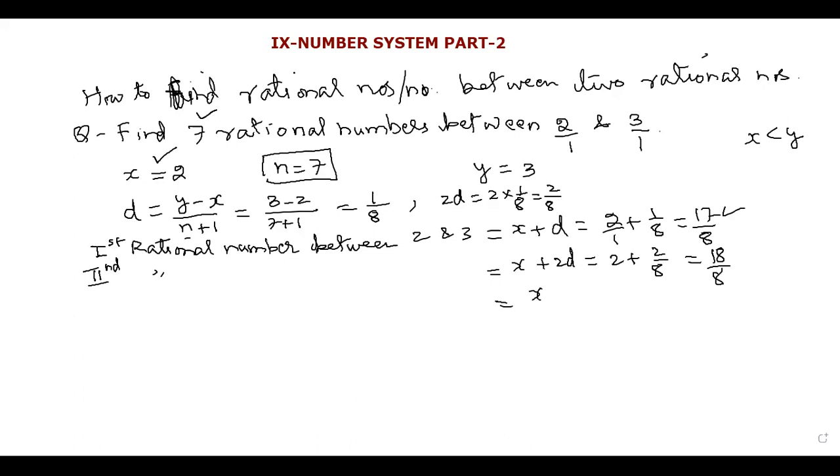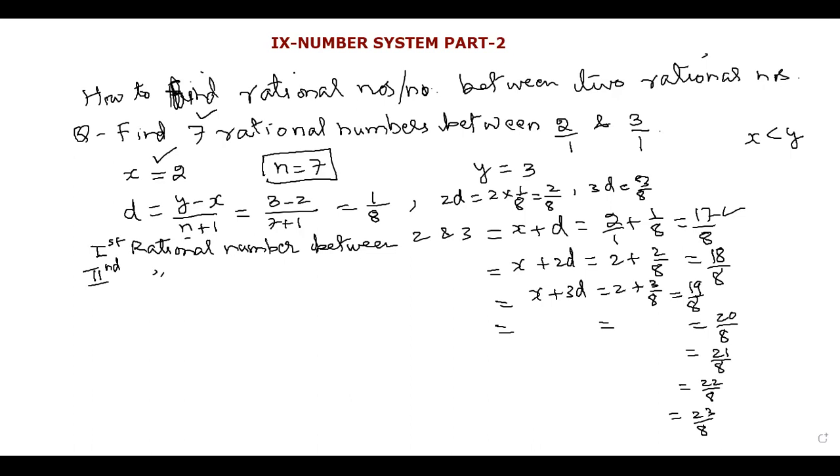Similarly, the third will be x plus 3d. 3d means 3 into 1 by 8, which is 3 by 8. So when you add this to 2, you will get 19 by 8. Now easily, once you find the first, you can keep adding 1. So the fourth rational number will be 20 by 8. Do not cancel. The fifth will be 21 by 8, the sixth will be 22 by 8, and the seventh rational number will be 23 by 8.